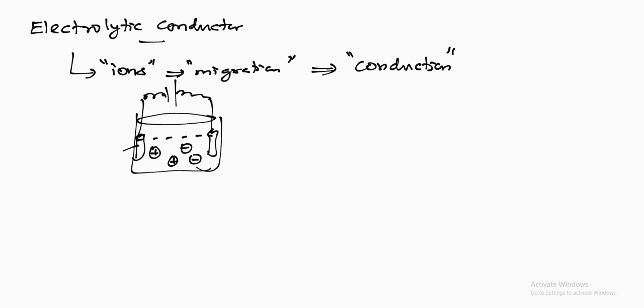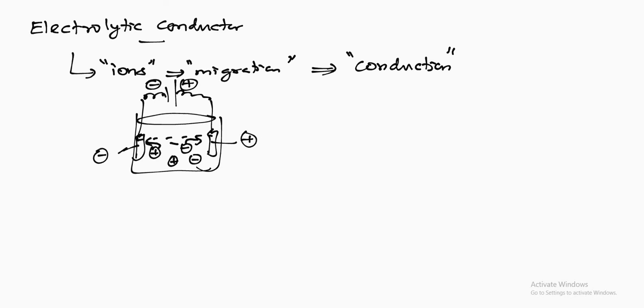This is negative because it is connected to the negative terminal of the battery. So this electrode is the negative electrode, and this electrode is connected to the positive terminal of the battery, so this is the positive electrode. Now negative ions will move towards the positive electrode, and positive ions will move towards the negative electrode. This is the concept. If ions migrate, then the solution conducts current. Simple. Migration of ions is responsible for the conduction.